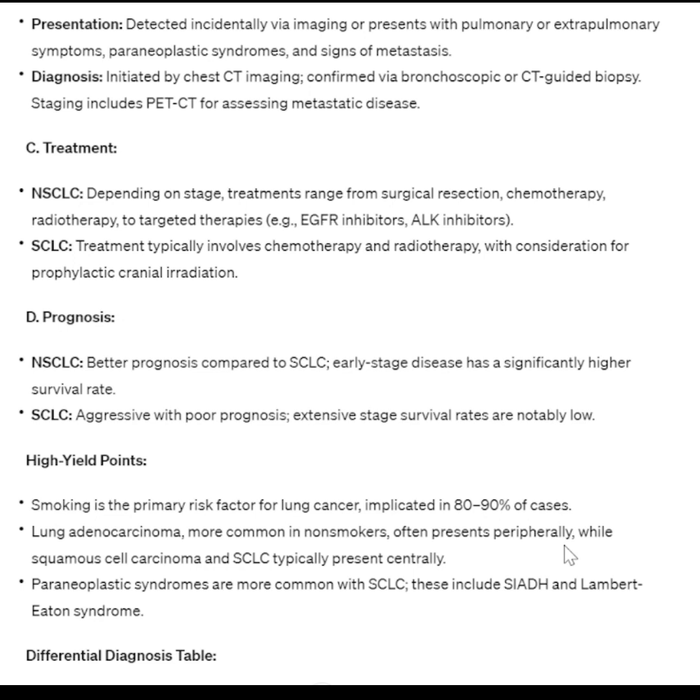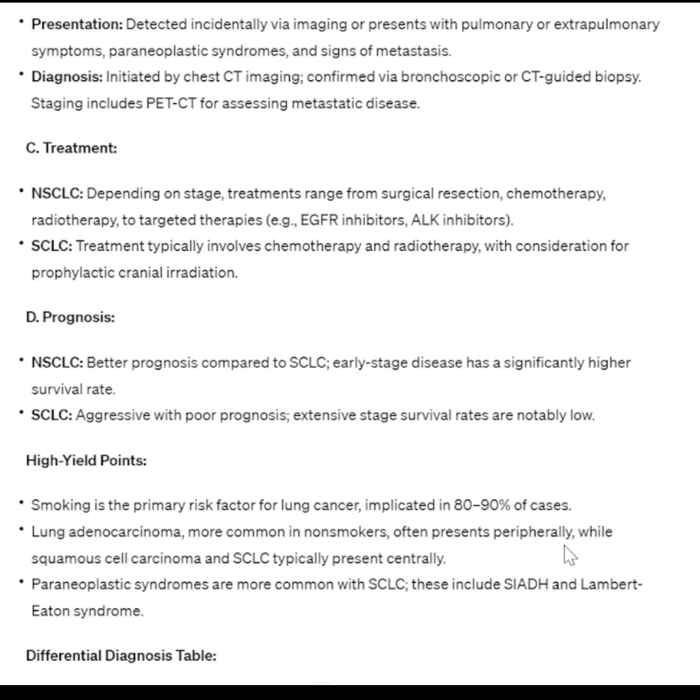High yield points. Smoking: smoking is the primary risk factor for lung cancer, implicated in 80 to 90% of cases. Lung adenocarcinoma, more common in non-smokers, often presents peripherally, while squamous cell carcinoma and SCLC typically present centrally. Paraneoplastic syndromes are more common with SCLC. These include SIADH and Lambert-Eaton syndrome.